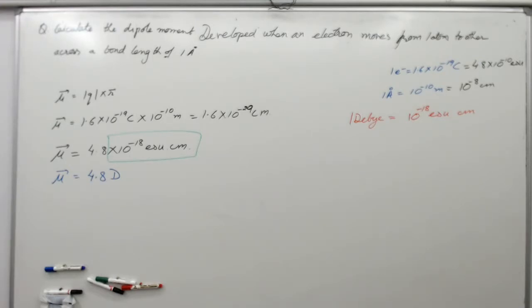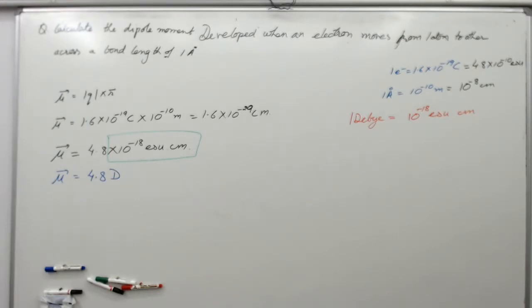So it's 4.8 into 10 power minus 18 then. No. 4.8 debye is equal to 1.6 into 10 to the minus 29 coulomb meter. So 1 debye would be equal to how much? 1 by 3 into 10 power minus 29. That would be 3.33 into 10 to the minus 30.